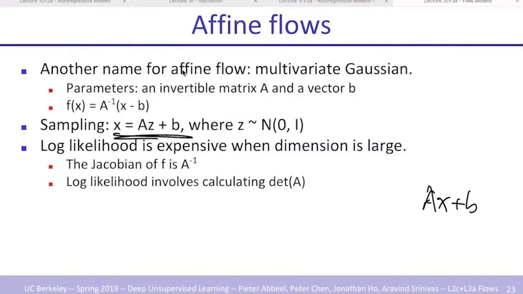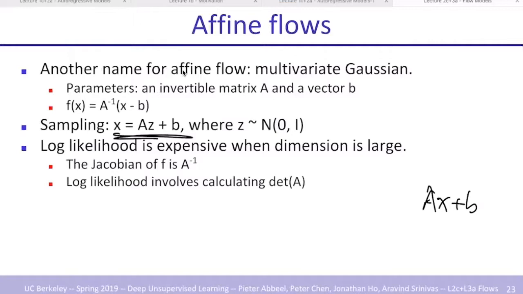Z again is some simple distribution, so normal distribution here, and then we just try to find what a and b are. Try to train what a and b could possibly be. And hopefully at the end of the day, by transforming z, a random variable, with this particular function, you get an x that is close to your distribution. That is the hope.